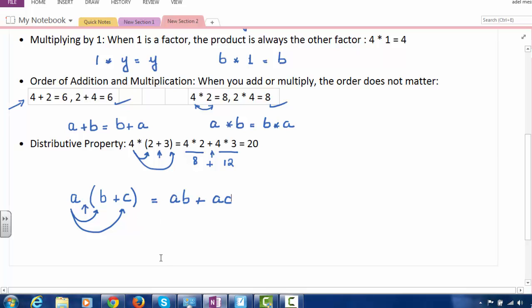So this was a lesson about the number properties, and we said that we can apply them to variables.